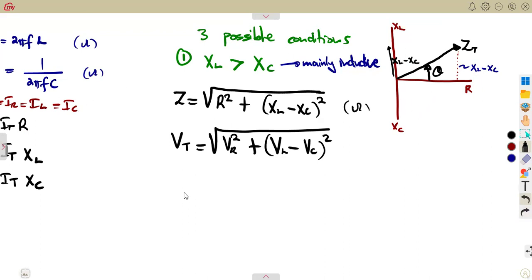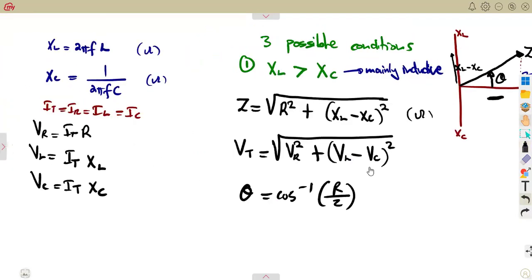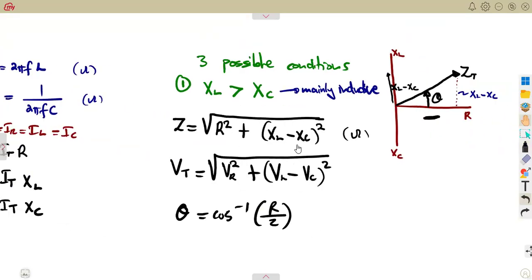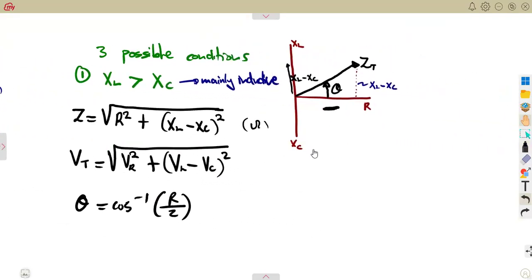Talk of theta, which is the phase angle in that case. Adjacent, that is the resistance. The hypotenuse is your ZT. So you can simply use arc cos of resistance over Z. Remember what I said about all series circuits. This one is a series circuit. Just use arc cos of R over Z. That one can work. Yes, you can use any other formulas.